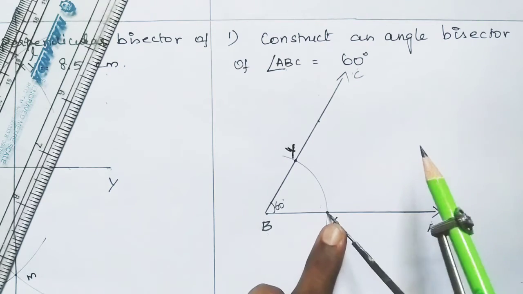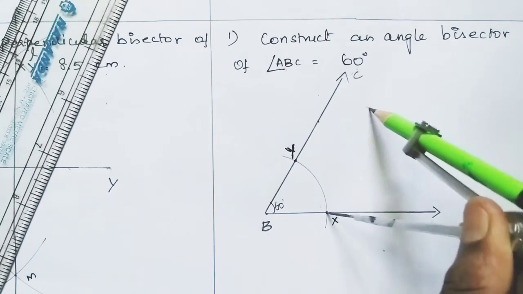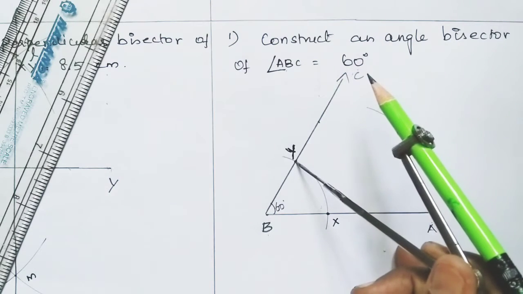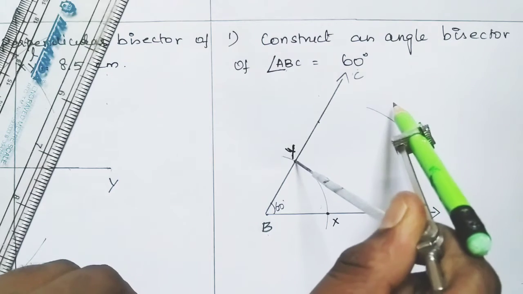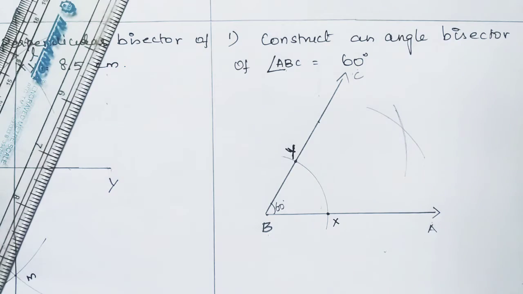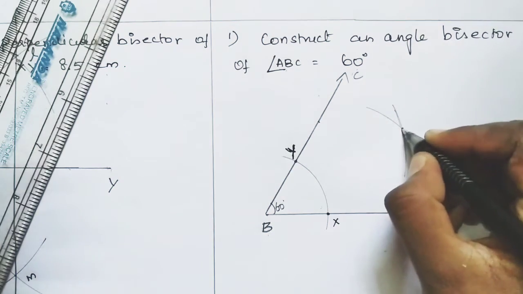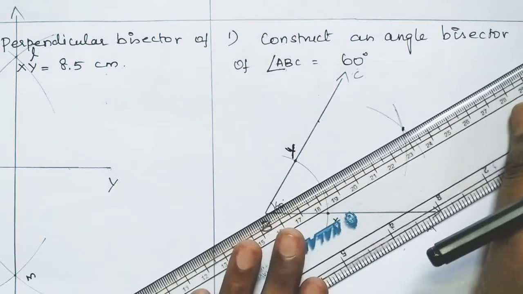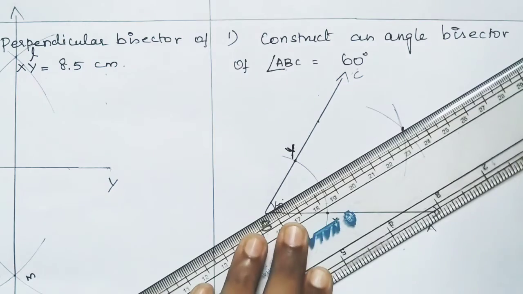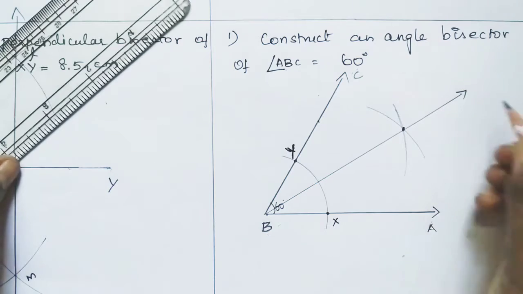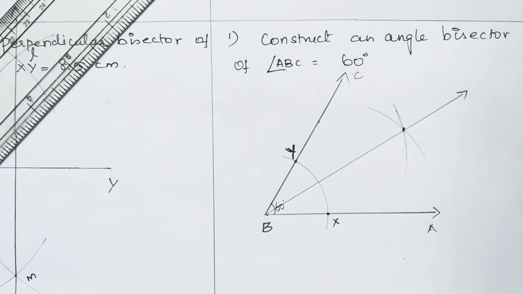So with X as center, draw an arc, with the same radius. Now with the same radius, with Y as center, draw an arc to intersect the previous arc at a point. Got it? Now you got the intersection point here. Join with B. Now mark this point as Z.